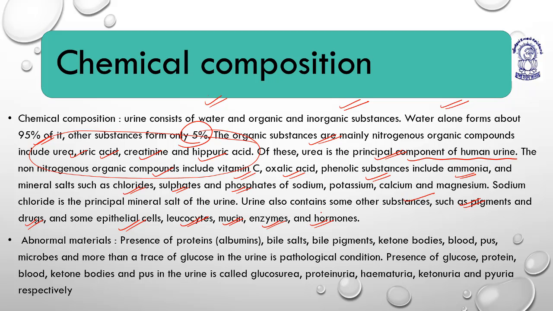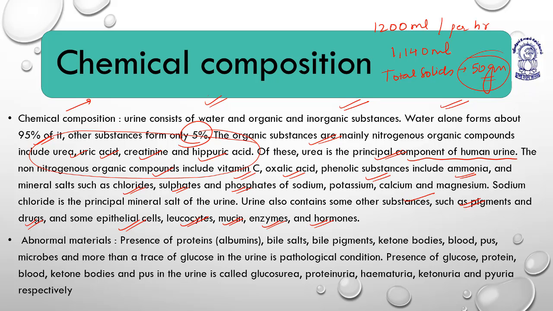Okay, urine consists of water, organic and inorganic substances. Water alone makes 95%. So if the amount of urine is around 1200 ml per hour, then the water will be 1140 ml. Total amount of solids are 50 grams, sorry.